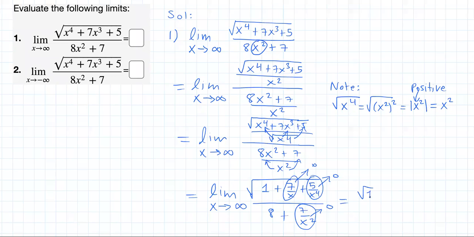Finally, this will be just a square root of 1 over 8, which is equal to 1 over 8, right? 1 over 8. So this will be the answer for the first part, 1 over 8.